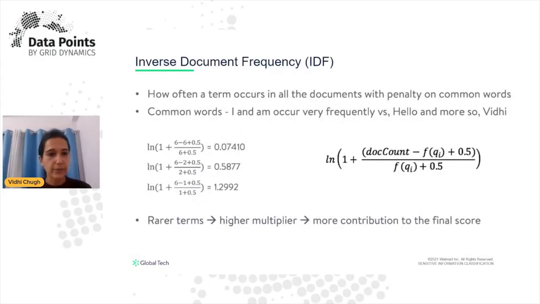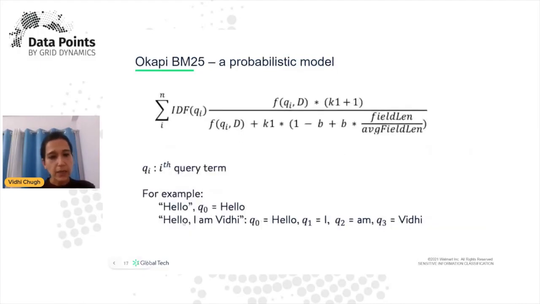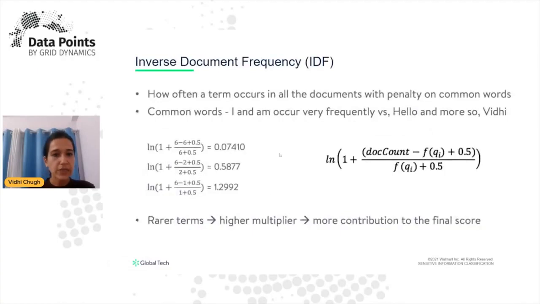then we'll talk about the multiple parameters that the formula entails, right? So inverse document frequency basically tells about how frequently the terms actually occur throughout the set of documents, and tries to put a penalty on the more common words. And how does that happen? For example, "I" and "am". In the example that I've shown before, "hello, I am Vidhi", "I" and "am" occur very frequently. I hope you also agree, right?